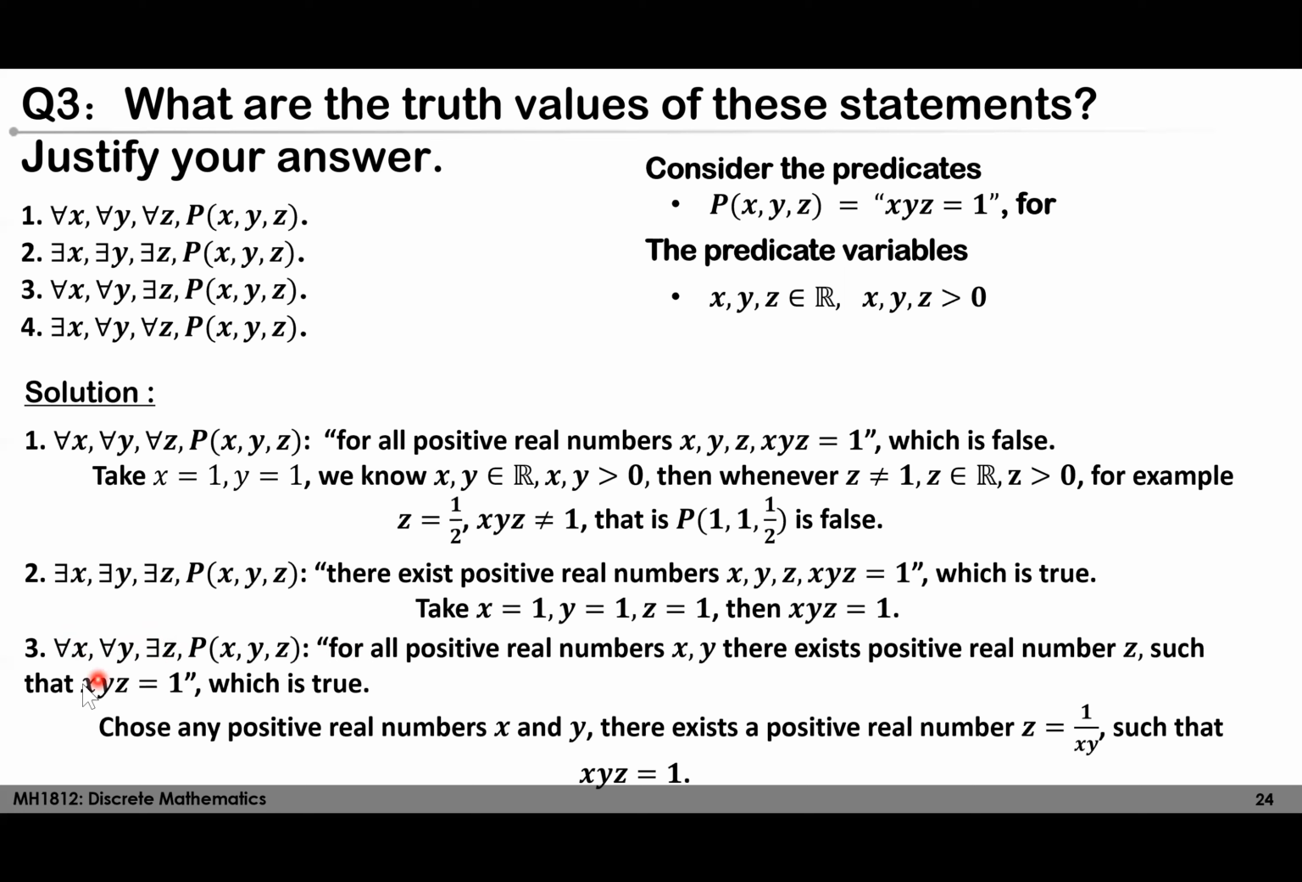Z, such that the product equals 1. We know this is true because we choose any positive real numbers X, Y, we can always find a positive real number Z equals 1 over XY, such that the instantiation of this predicate is true. So this is a positive example for this existential quantification inside this universal quantification.